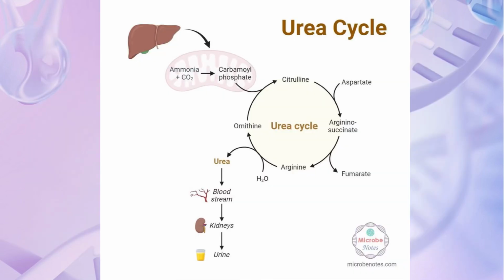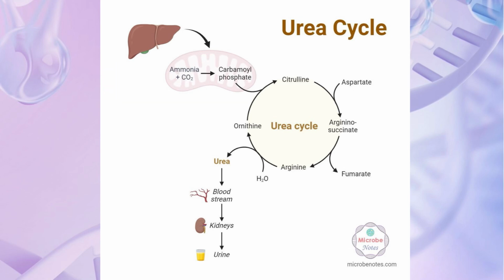So let's move on to the urea cycle. The urea cycle is a series of chemical reactions that takes place mainly in the liver. Its main job is to remove excess nitrogen from the body by converting it into urea, which is then excreted in the urine. This part here is the liver. The liver is the main site of the urea cycle.